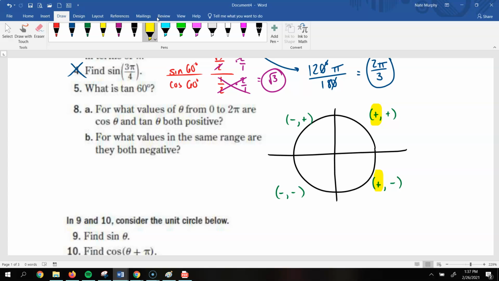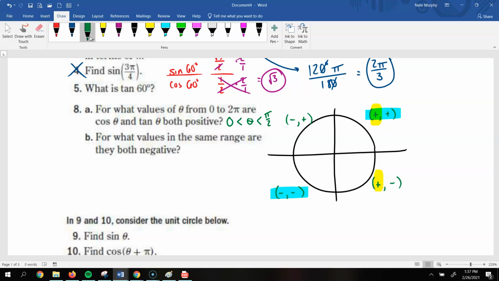And the tangent, remember, is sine divided by the cosine. So the tangent is positive here and here, because positive divided by positive and a negative divided by negative would both result in positive answers. So the only one where they both are positive is in quadrant 1. So that would be between 0 and 90 degrees, but it's in terms of radians, so we would say between 0 and pi over 2. So that's how you could say that the values of theta would be between 0 and pi over 2.